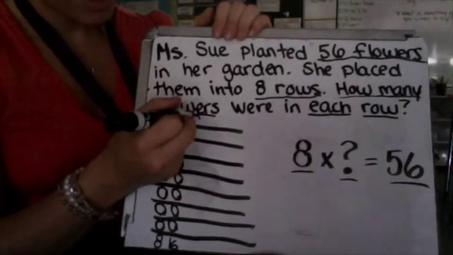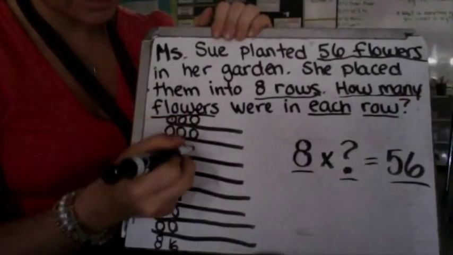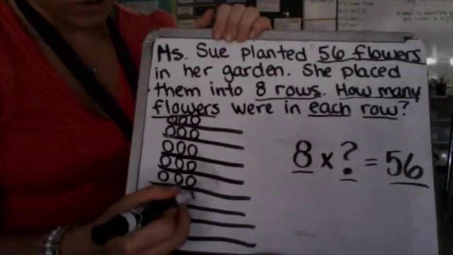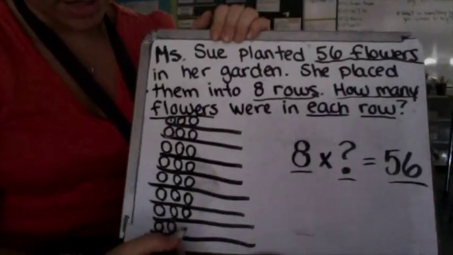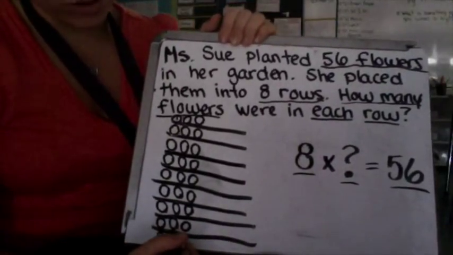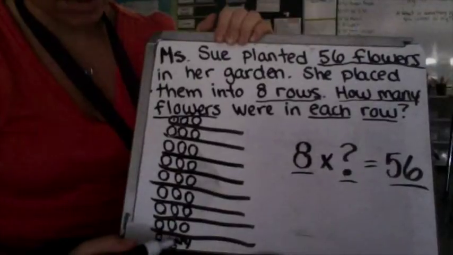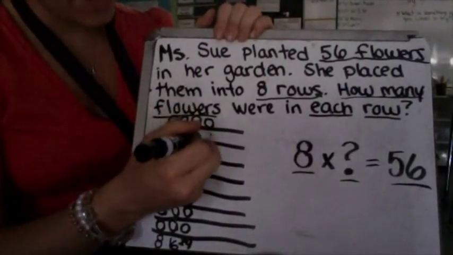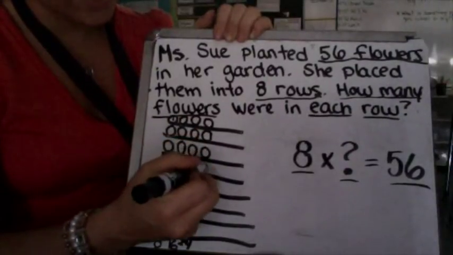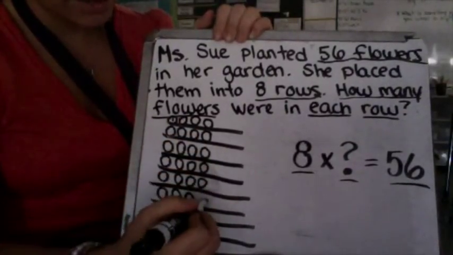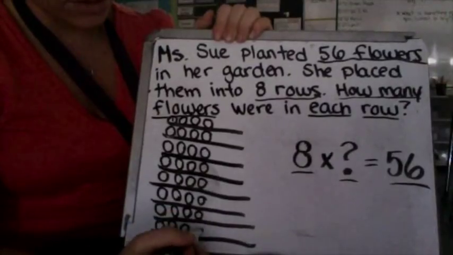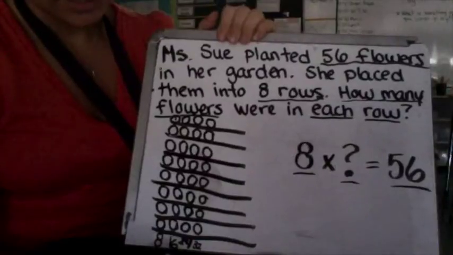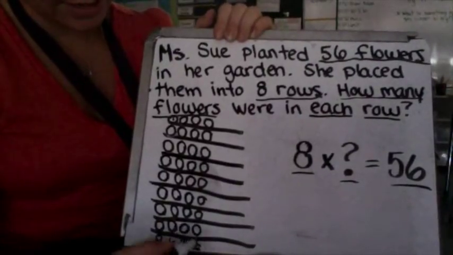16, go back to the top. 17, 18, 19, 20, 21, 22, 23, 24. I'm going to write 24 down at the bottom so I don't lose count. 24. Back to the top. 25, 26, 27, 28, 29, 30, 31, 32. So now I'm at 32. Am I done? Nope, because I got to get to 56.